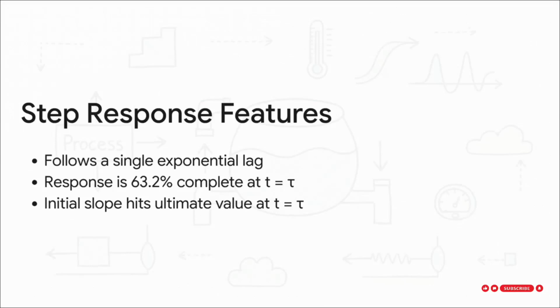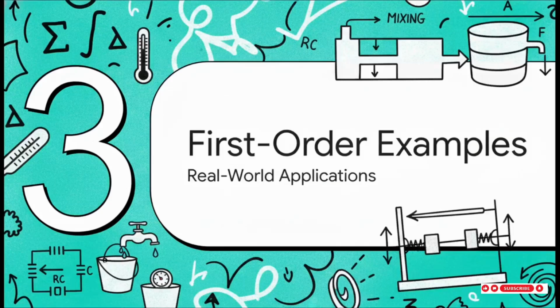Now, what's genuinely fascinating is how a first-order system reacts when you suddenly change the input. We call this a step response. It doesn't just instantly snap to the new value. No, it follows a single exponential lag. But here is the most important exam trick you can take away from this. If you introduce a step change, the process response is exactly 63.2% complete when the elapsed time equals the time constant, tau. Furthermore, if that response just continued at its initial rate of change, it would actually hit its final ultimate value exactly at time equals tau. Pretty cool, right?